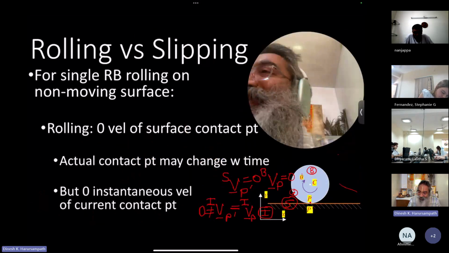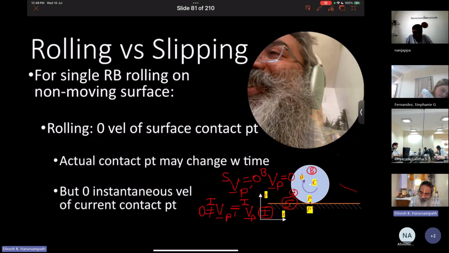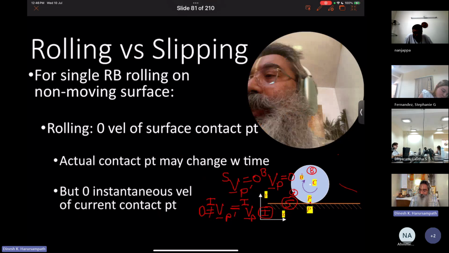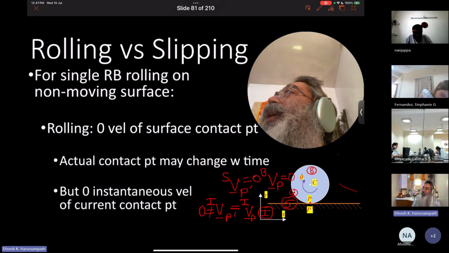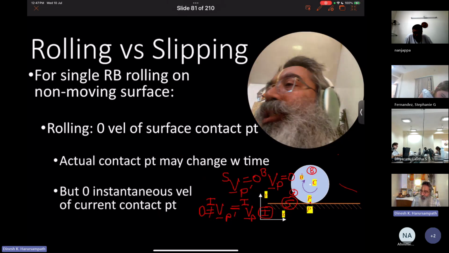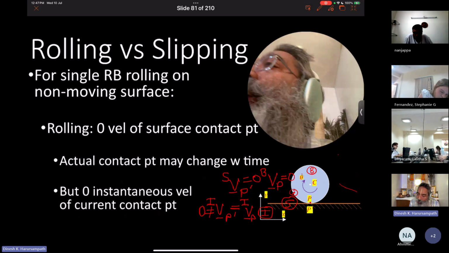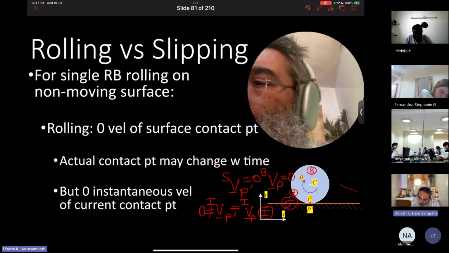I'm sorry. I'll figure this out some time later. Okay. So now what we're talking about is the actual contact point at different times, let's say minus T naught and plus T naught, which would be on the left side or the right side.